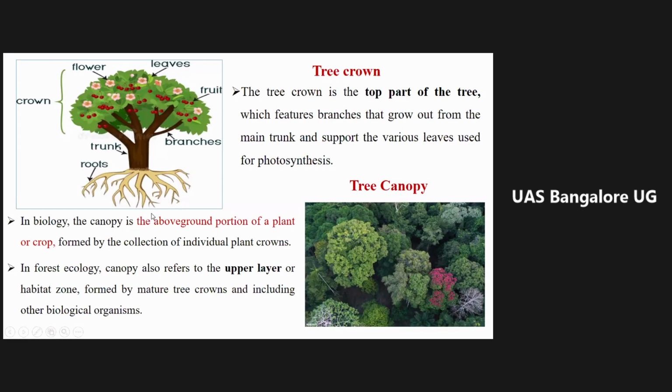Next, another term is tree canopy. In biology, the canopy is the aboveground portion of the plant, tree or crop. It is formed by the collection of individual plant crowns. In forest ecology, the tree canopy refers to the upper layer. It is also called a habitat zone, which means it provides habitat or home for various organisms like animals, birds, microorganisms or fungi. It is formed by the mature tree crowns and also includes other biological organisms, like climbers, small plants and orchids.